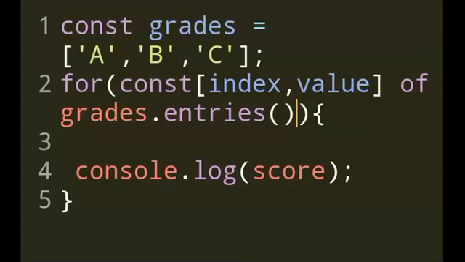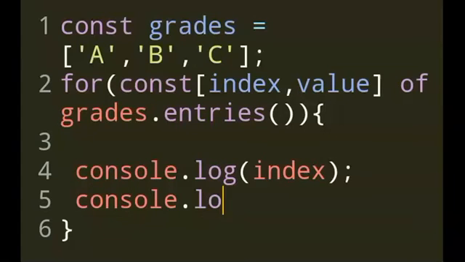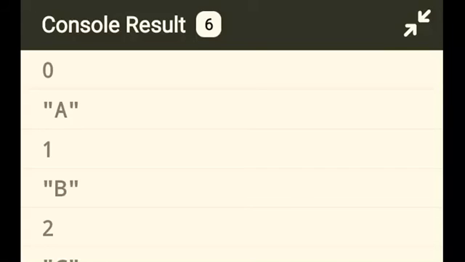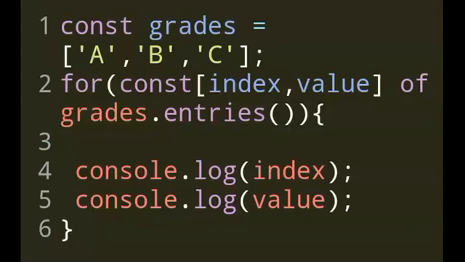Then after that, console log index, because I want to access my index. I also want to access my value, so console log value. There you go. Index 0 for value A, index 1 for value B, and index 2 for value C. So that's what I've done. Quite pretty easy, right?